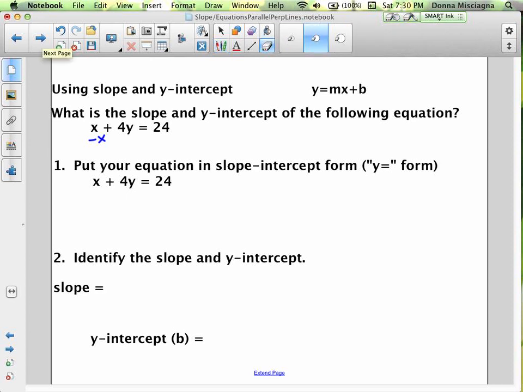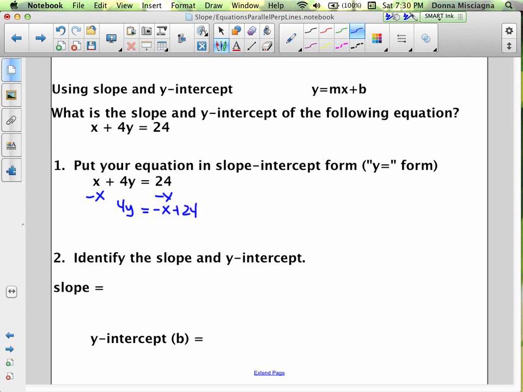Actually, let's do it down here where it says put your equation in slope-intercept form. All right, first I asked the question, now we'll do the work. All right, so let's subtract the x. So we have 4y is equal to negative x plus 24. And then our last step, we have to divide everything by 4, all 3 terms.